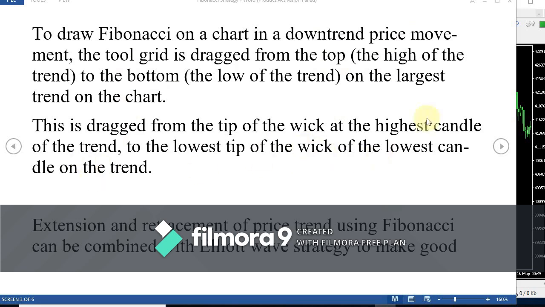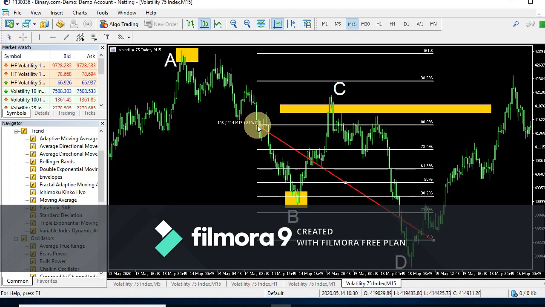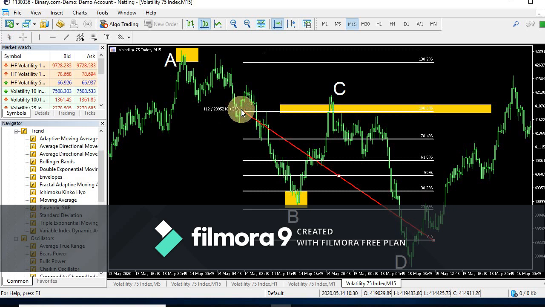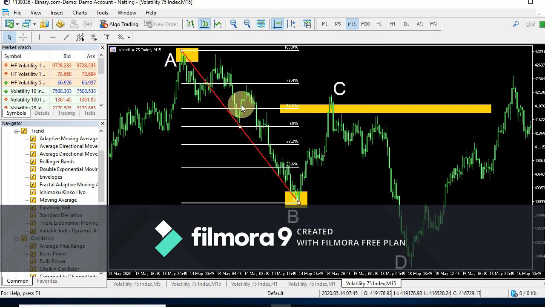Looking at the chart, the tip of the wick of the highest part of the bearish trend at point A, you drag the Fibonacci grid to the tip here. Then you also drag the other grid to the other tip here. This is how you plot your Fibonacci retracement levels for this bearish trend.